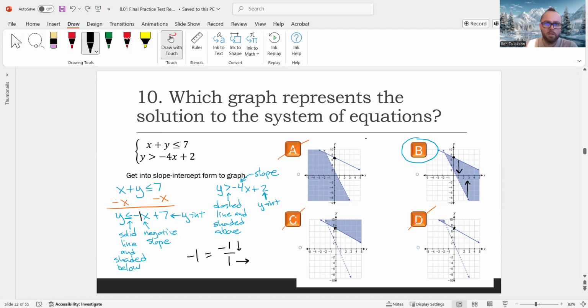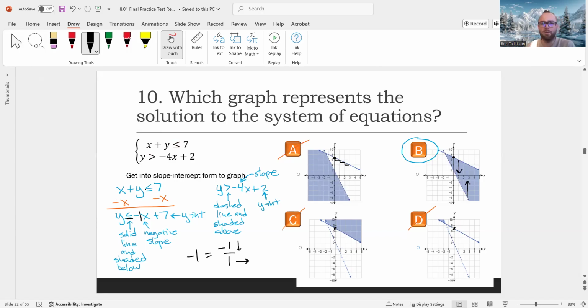Let me zoom in so I can see a little better. Yeah, that's at 7, so it's going to go down 1, right 1, down 1, right 1, down 1, right 1. Notice they're a little more squished in on this axis where they're not on that, so you just got to pay close attention to that, but they are all graphed with that slope. Okay? And it should be solid because there's this or equal to. So this top line must be solid and it is in all situations.